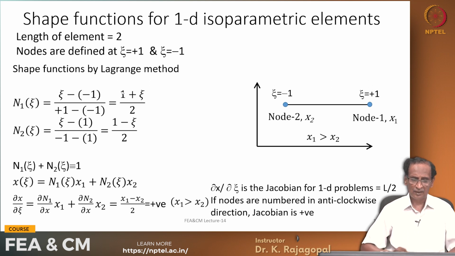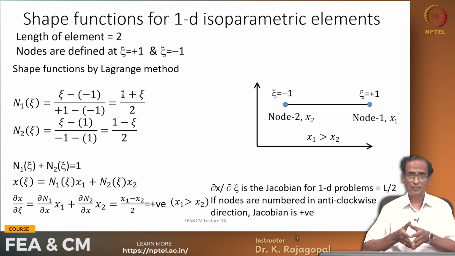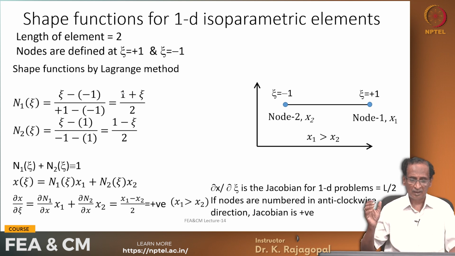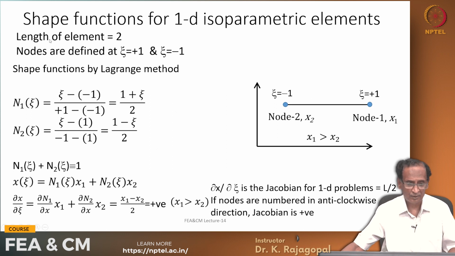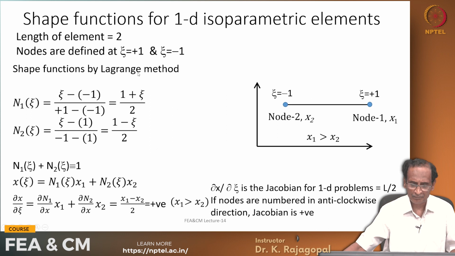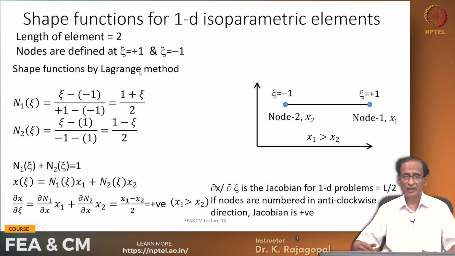So let us try to derive the shape functions, isoparametric shape functions, and let us start with only one dimensional elements so that it is easier for us to conceptualize. And let us consider 2 points, node 1 and node 2, at xi of +1 for node 1 and xi of -1 for node 2, x1 and x2, and x1 is greater than x2, and we can get the shape functions by different methods, by the Lagrange method or the generalized coordinate method.